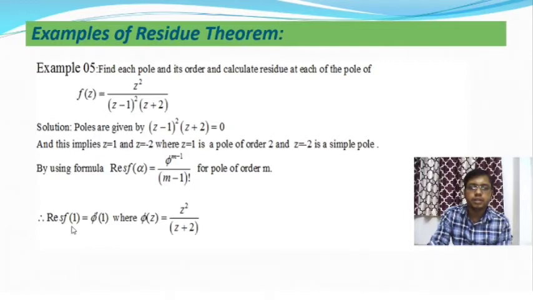And therefore the residue at z is equal to 1, where 1 is the pole of order 2, will give phi dash 1. Okay, so after putting the value m is equal to 2, we'll get phi dash, that is phi to the power (2 minus 1), that is phi dash 1 by (2 minus 1) factorial, that is 1. Okay, so the residue at z is equal to 1 is equal to phi dash 1, where phi of z is equal to z square by (z plus 2).